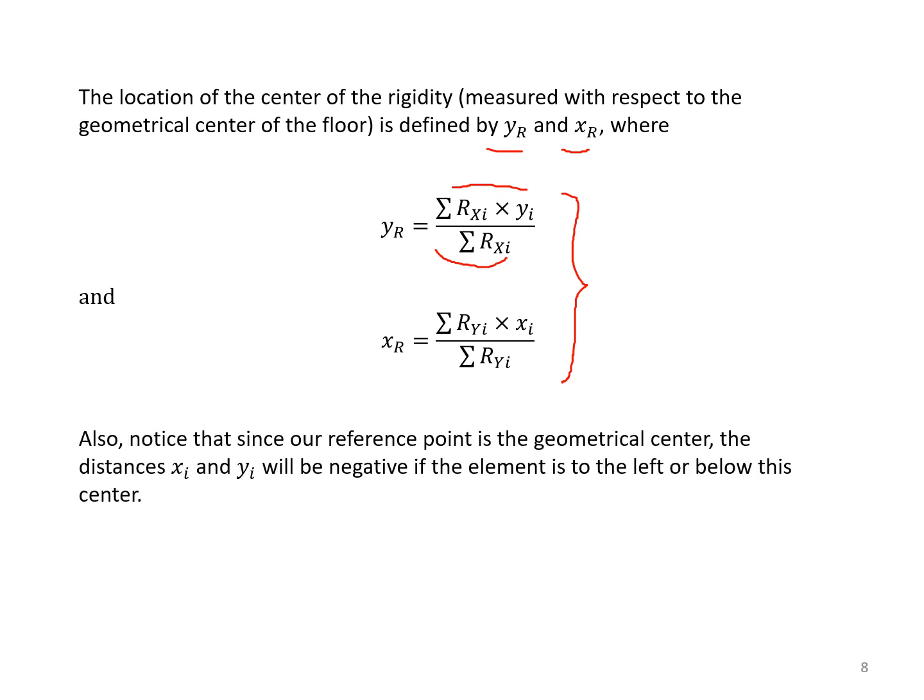What we do is look at individual elements and find their distances to our reference lines. Also notice that since our reference point is the geometrical center, the distances xi and yi will be negative if the element is to the left or below this center. It is important to keep this negative sign in the equations so we would not make any mistakes in computing yr and xr.